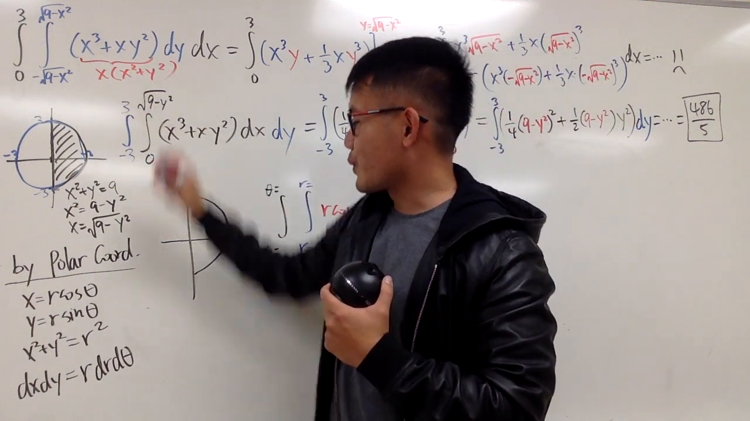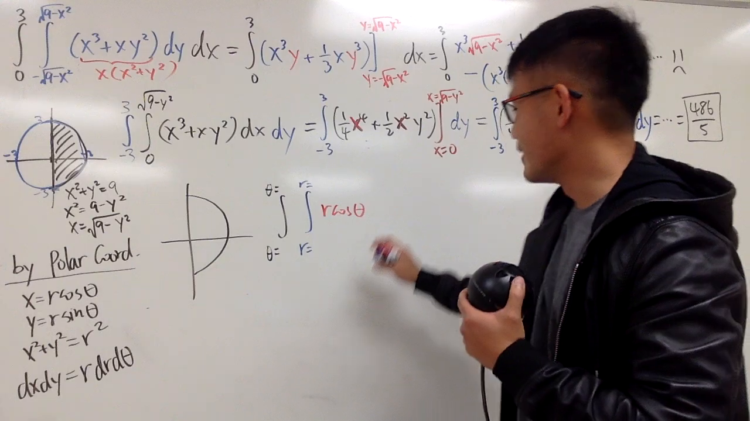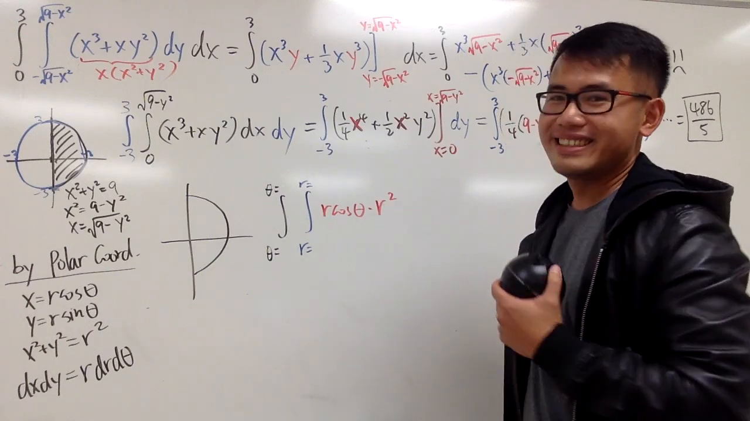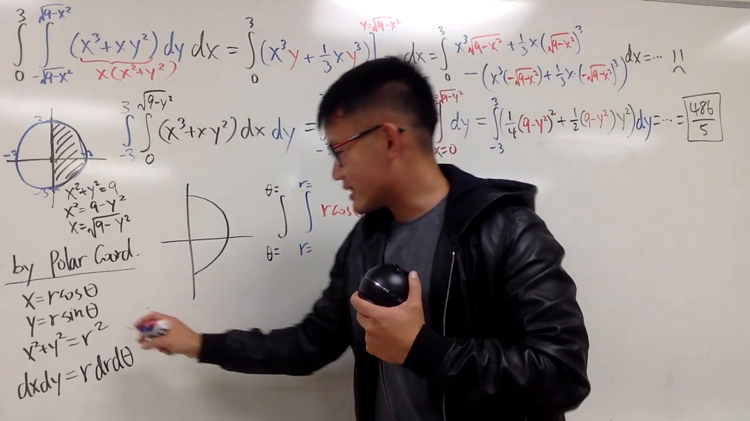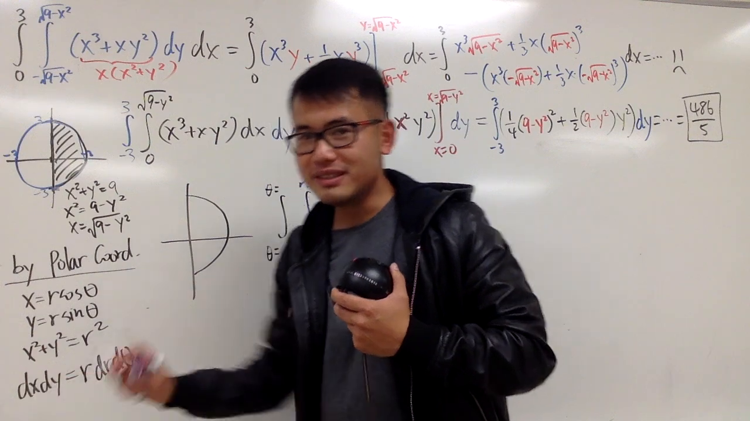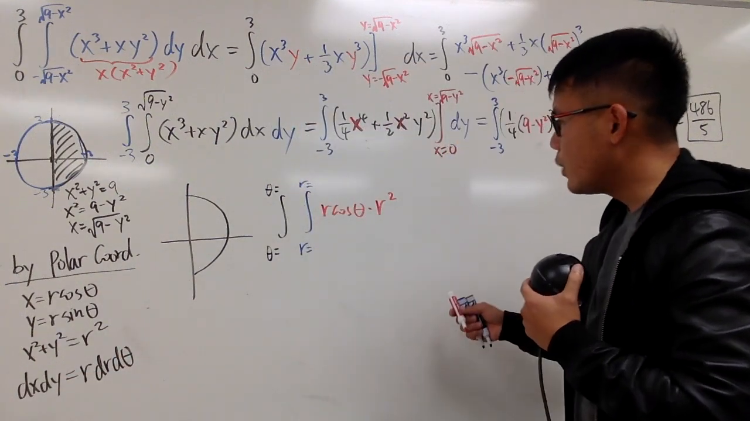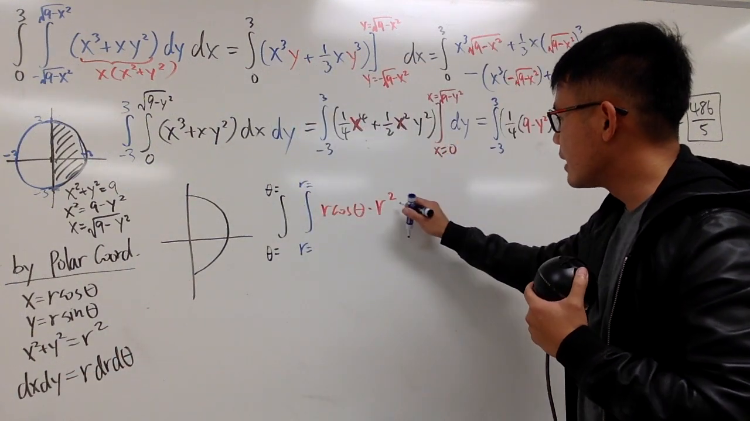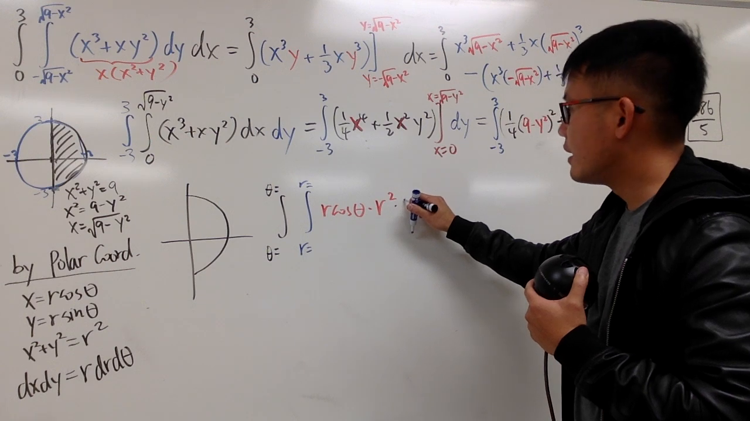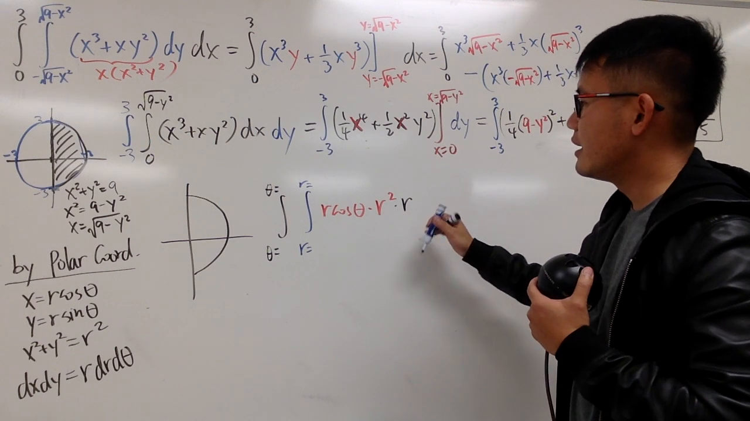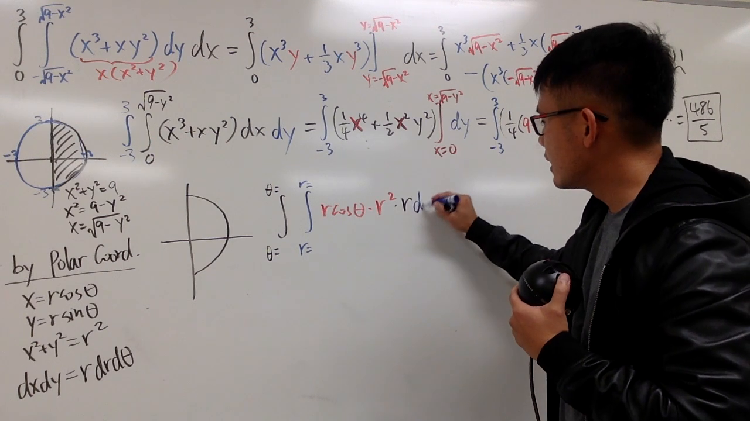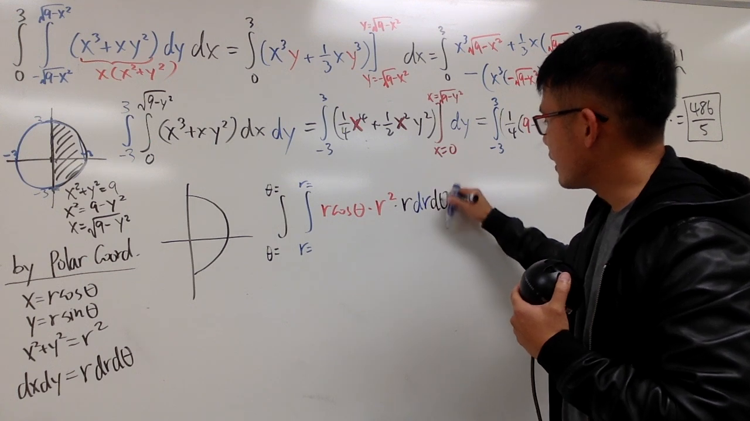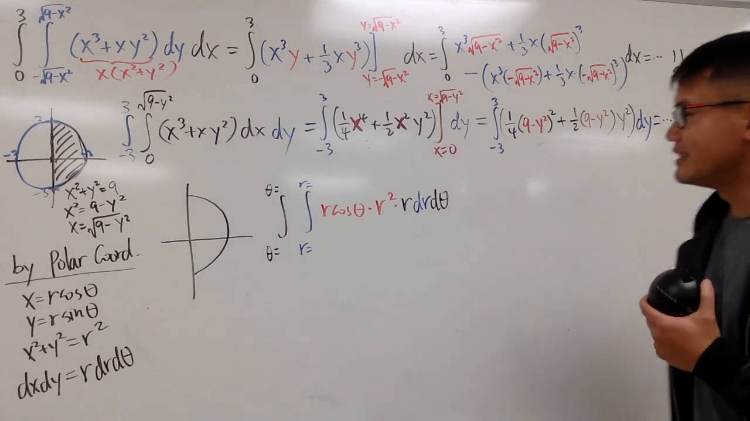x squared plus y squared, that's nicely equal to r squared. So we multiply by r squared. dy dx, it's that. Once again, the order of this doesn't really matter. So I will just put this down. I'll put down multiply by another r like this. And then I want to do dr and then d theta. Okay, so hopefully this is clear.